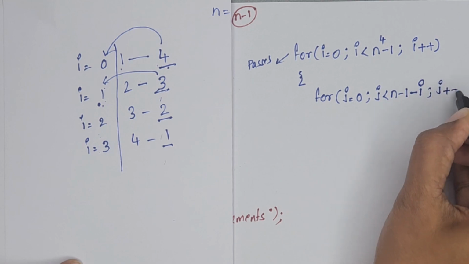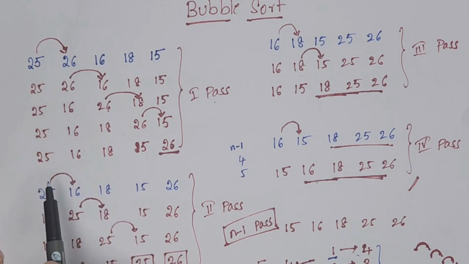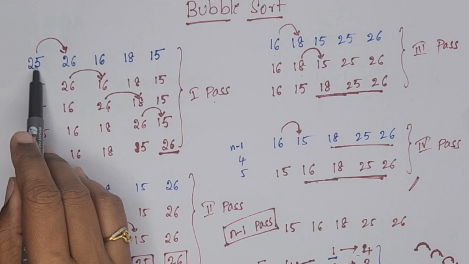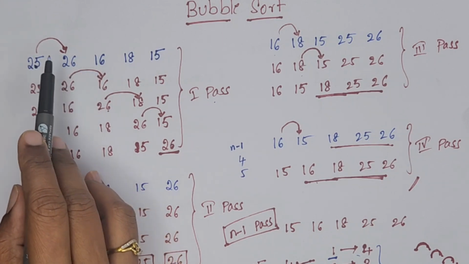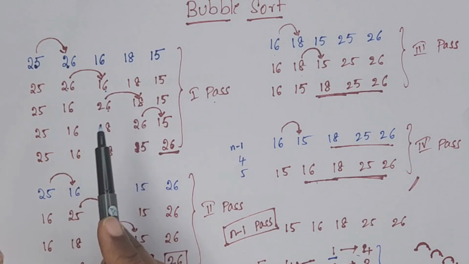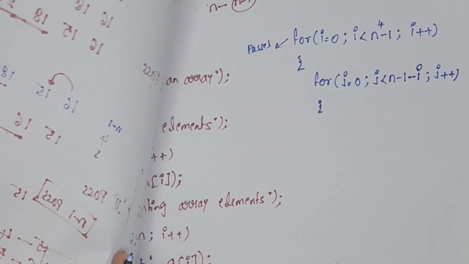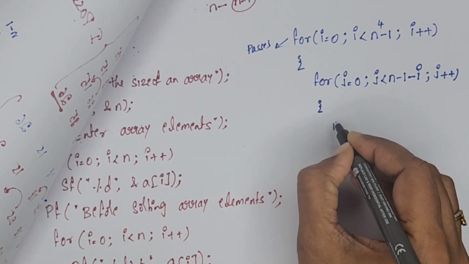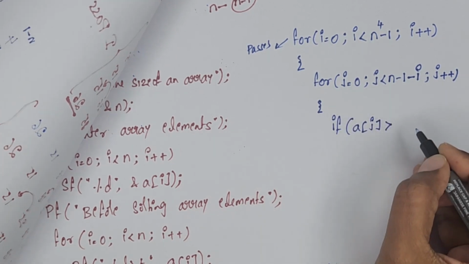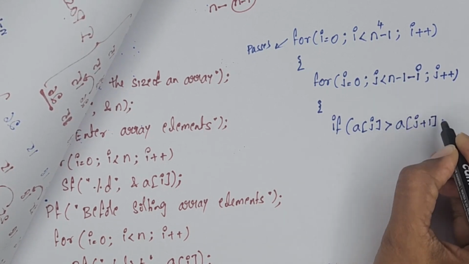So, j plus plus. What do we have to compare in each and every pass? Always the first element is compared with the second element. Coming to programming, in an array the index starts with 0. So index wise, the 0th element is compared with the first element, then the first with the second, then the second with the third. So always we start with the 0th element in each and every pass, so j starts with 0. What do we have to compare? If a of j is greater than the next element, meaning adjacent elements, a of j plus 1.